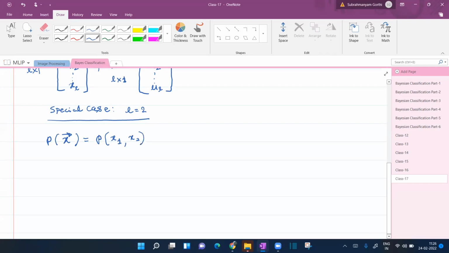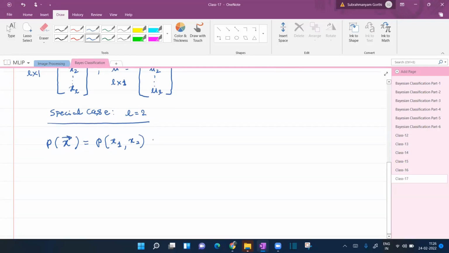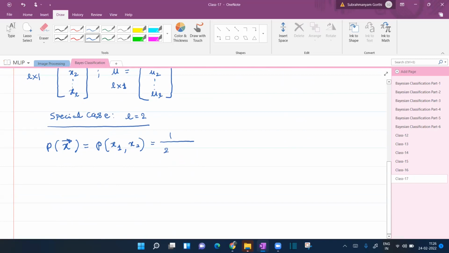Since I am writing it as a function, I could write it in the same row. Otherwise, there are other notations. I could write 1 over root 2 pi whole square, with L equal to 2, so I have 1 over 2 pi. Then I have the determinant of the covariance matrix. Sometimes people forget that this is a determinant. If they forget it, the whole thing gets screwed up, because it is a matrix, but eventually it's a scalar. So pay attention to that.